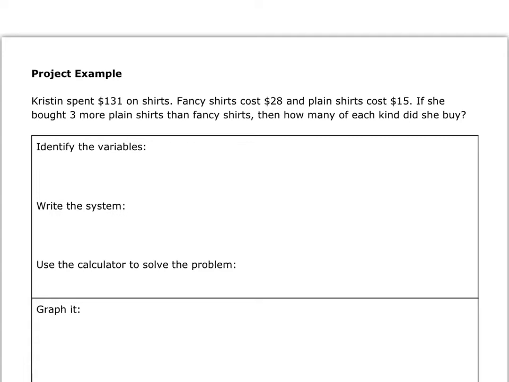I want you to identify what your variables are. I don't care what letters you use. You can be creative. You can be mathematical and use X and Y. That is completely up to you, okay? But you do have to tell me what your variables mean. So here, do y'all want to use F for fancy and P for plain? Sure. Is that okay? All right, so I'm going to do that. F is my number of fancy shirts. And P is my number of plain shirts.